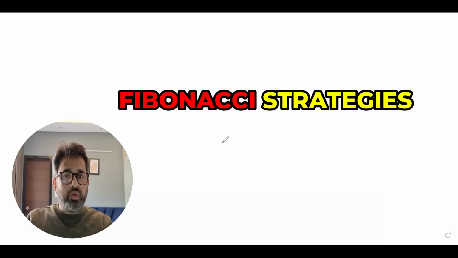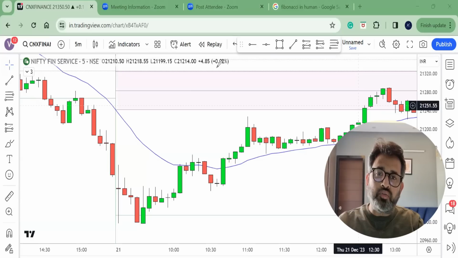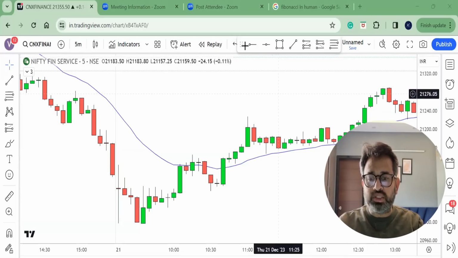Now I hope you have understood how to identify swing highs and swing lows on the charts. And now we'll discuss the Fibonacci strategies. Instead of using Fibonacci blindly, if you want high probability, then you should have some confluence along with the Fibonacci. That means Fibonacci with any other levels, if it is matching, then it becomes higher probability. Okay, now for example, look at this chart.